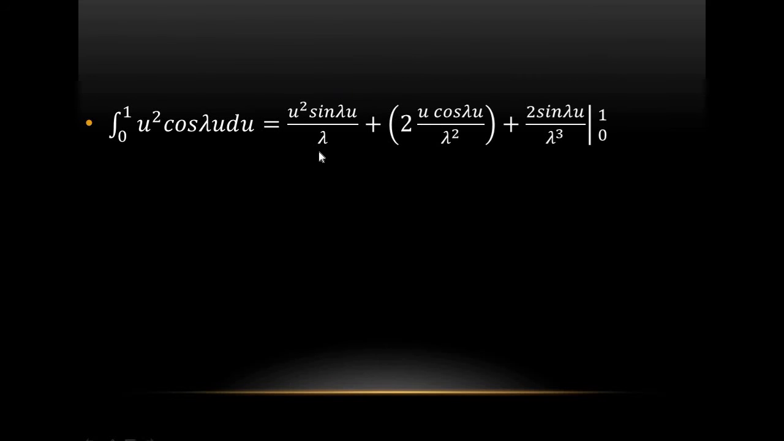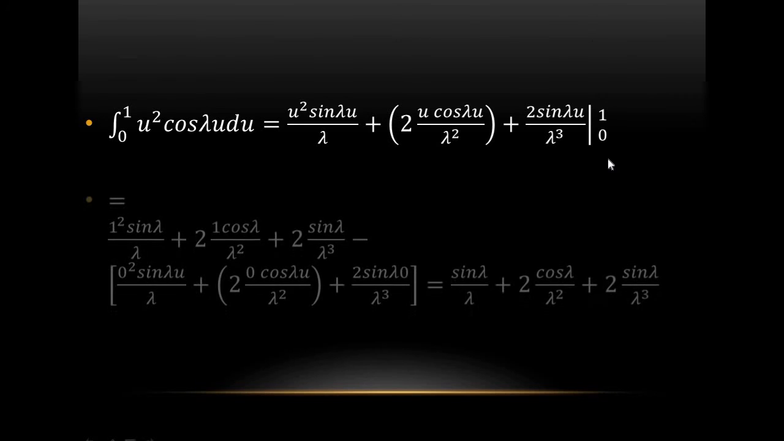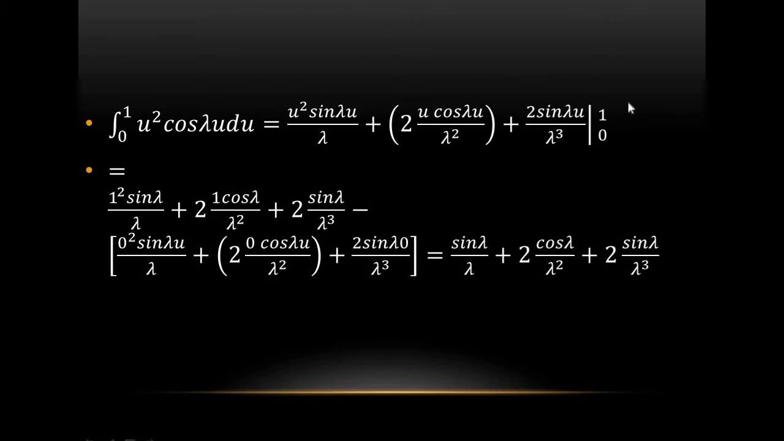u square sin lambda u upon lambda plus 2 times u cos lambda u upon lambda square plus 2 sin lambda u upon lambda cube over range 0 to 1. Now we have to put the upper and lower limit here. So first we put the value of u as 1 and then we put the value of u as 0. So if we put u equal to 1 here, we get 1 square sin lambda upon lambda plus 2 into 1 cos lambda upon lambda square plus 2 sin lambda upon lambda cube.